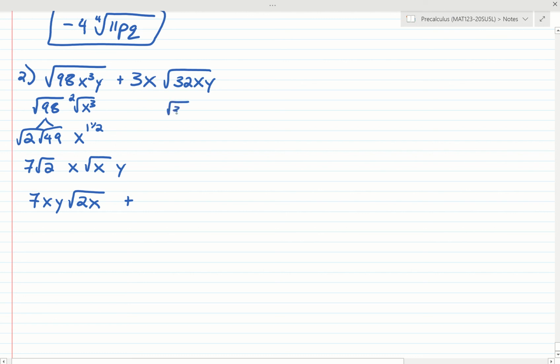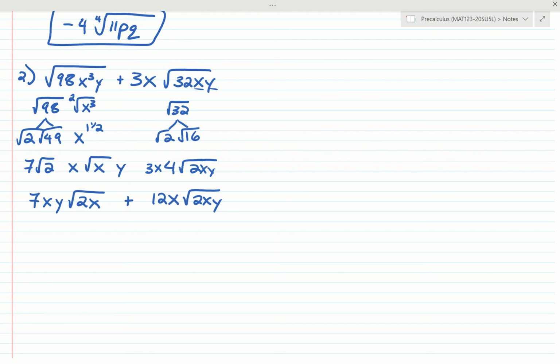Square root of 32, this is just 2 and 16. You could keep factoring if you want, but the square root of 16 is just 4, and then we have the square root of 2. And we can't do anything with the x and y. Those stay inside the radical, and we have the 3x on the outside. So really this turns into 3x times 4, 12x, square root of 2xy. And that's nothing we could really do after that.